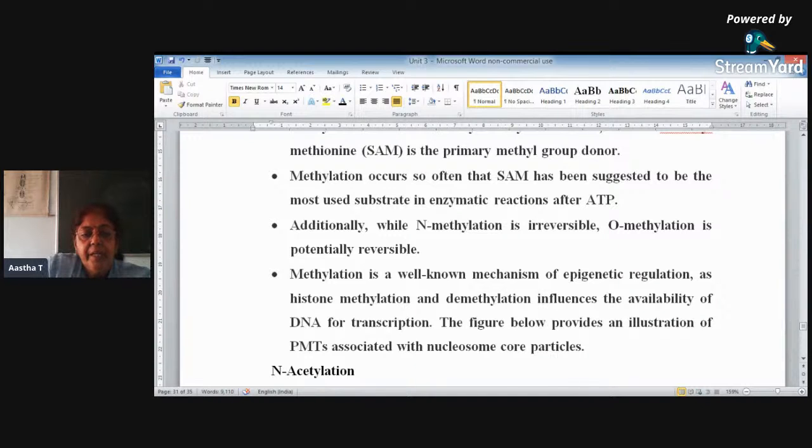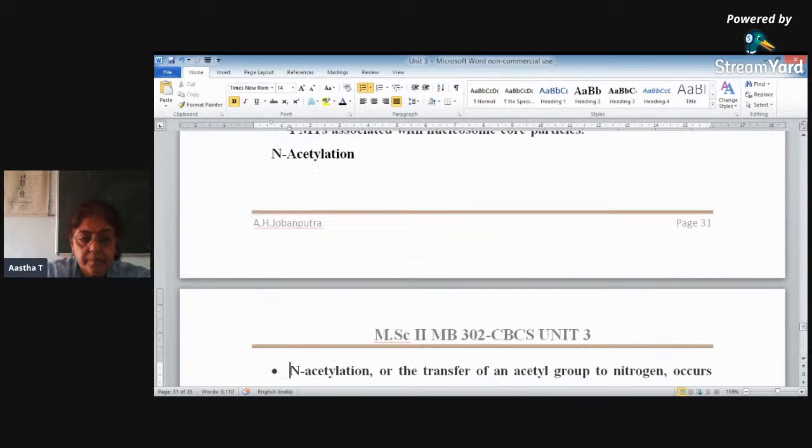So it is mainly involved in regulation, histone methylation, demethylation. It will help in the availability of DNA for transcription. म्हणजे एखादा स्ट्रँड जर मिथिलेट झाला तर तो ट्रान्सक्रिप्शनमध्ये इन्व्हॉल्ड नसेल, दुसरा त्याच्यामध्ये इन्व्हॉल्ड असू शकतो, किंवा मिथिलेटेड स्ट्रँड can be made available for the process of transcription. It's again a very important post-transcriptional modification.